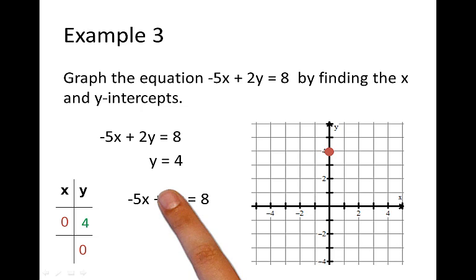Similar for -5x plus 2y equals 8, just going to cover up the 2y term because y is 0. That term's no longer there. Divide by -5, and you get x equals -8/5. And that's not quite -2. And plot that point there. We're just approximating, and then draw your line.